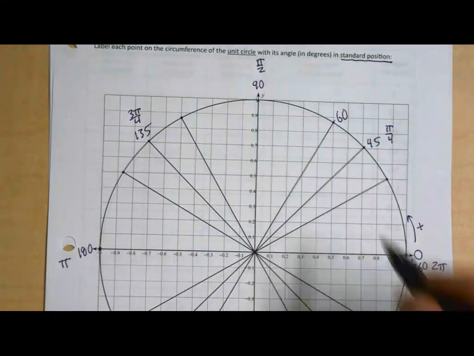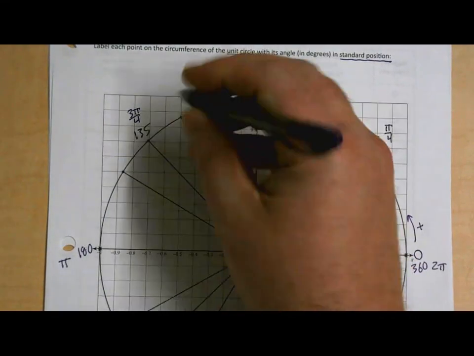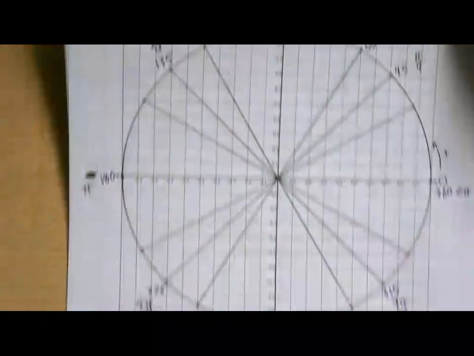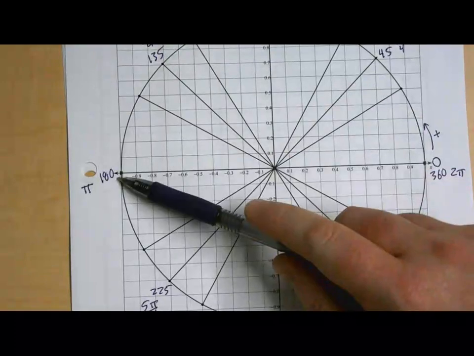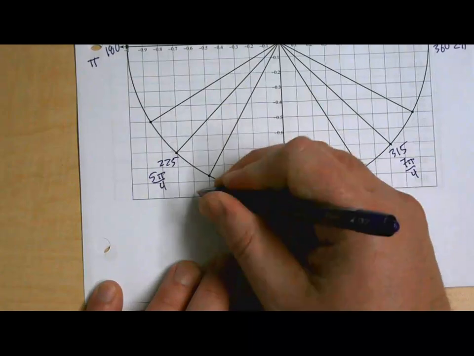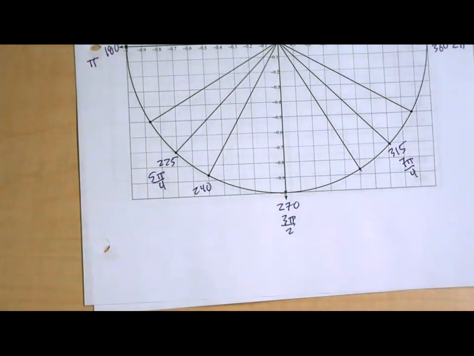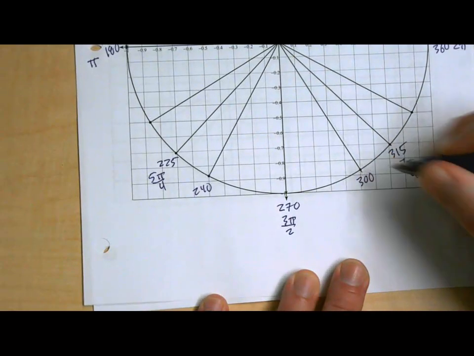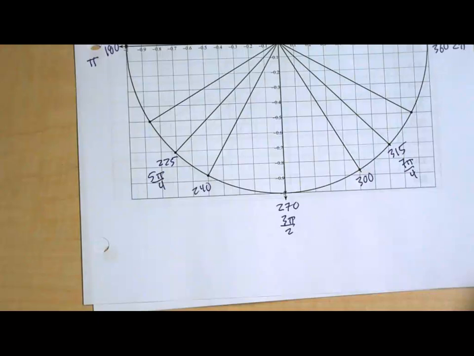So there's 60, plus another 60 would be 120. Plus another 60 is 180. Plus another 60 is 240. Plus another 60 is 300. And then another 60 gets us back to 360.